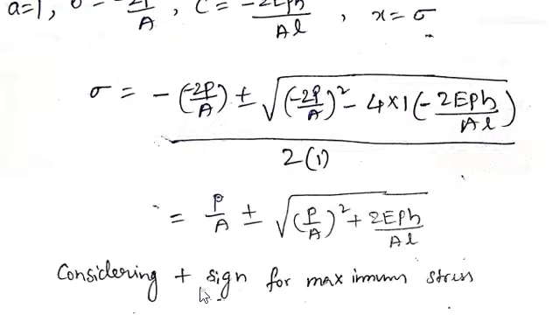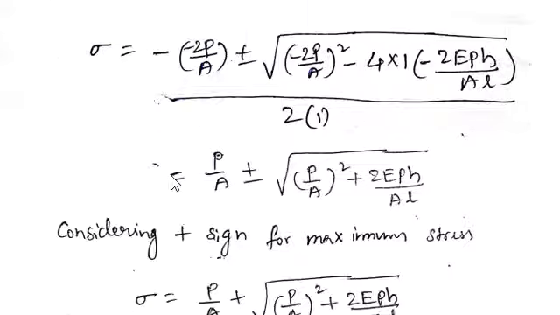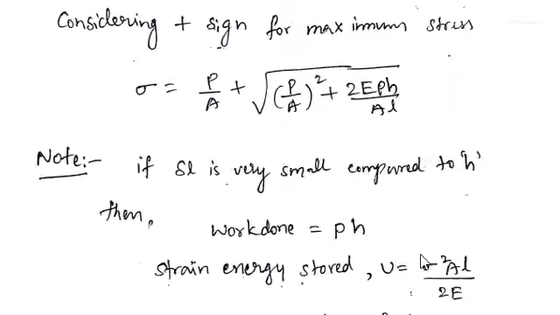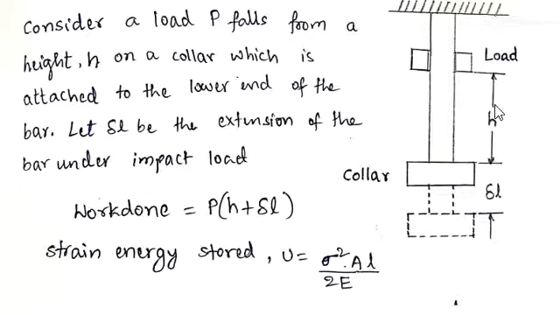Here let us consider the positive sign, to get the maximum stress induced. So we can write the stress formula in the case of falling or impact load as P by A plus under root of P by A whole square plus 2E Ph by AL. When you consider both the height and delta L, this is the formula for the falling or impact load. In this diagram, delta L and the height of fall are both considered, and the formula is written.